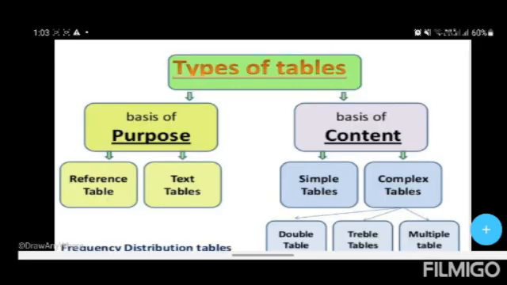There are different types of tables on the basis of purpose and content. On the basis of purpose, we have reference tables and text tables. On the basis of content, we have simple tables and complex tables, and complex tables are further divided into double tables, triple tables, and multiple tables.